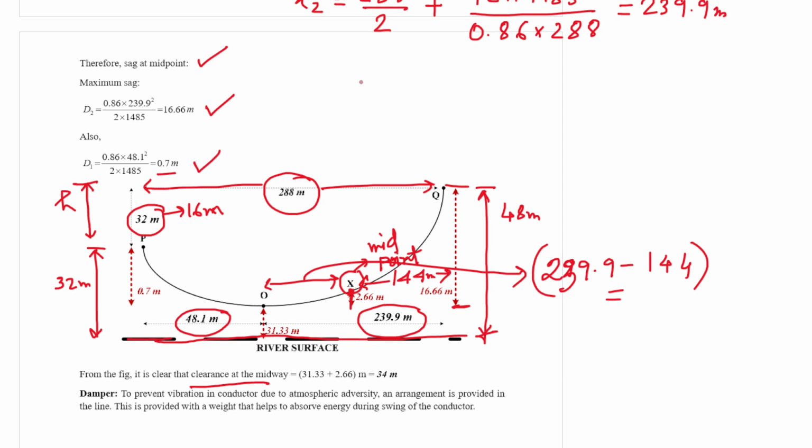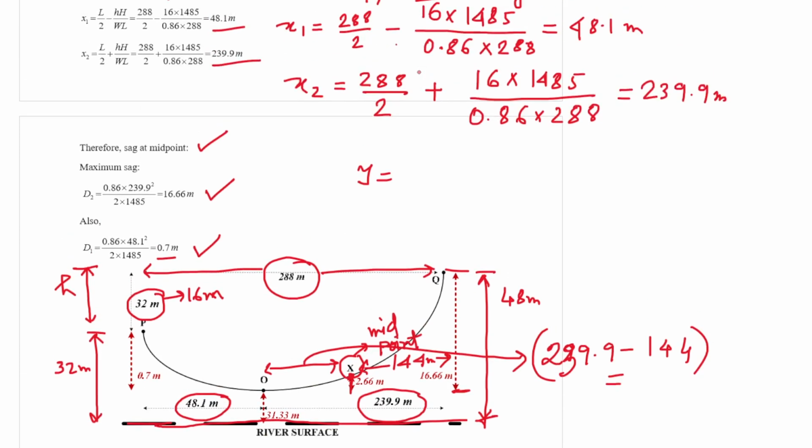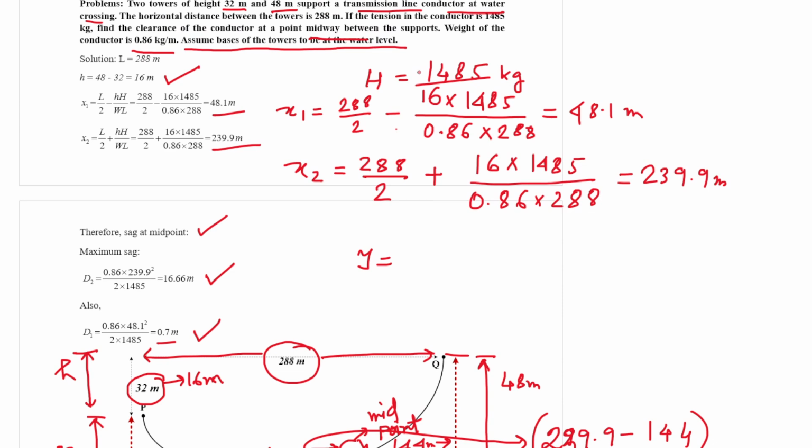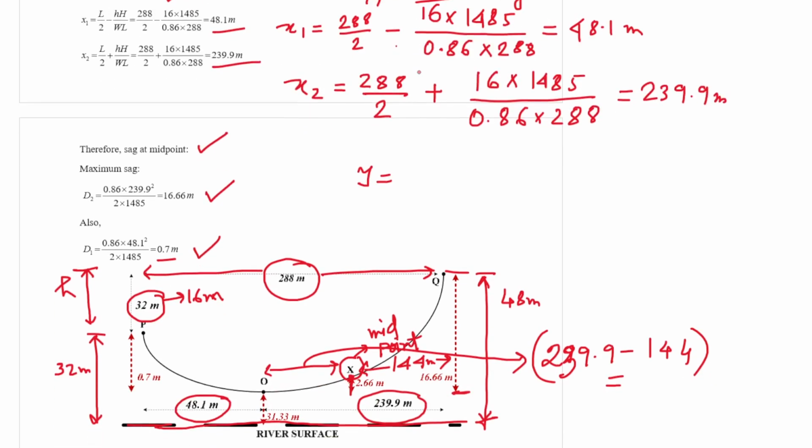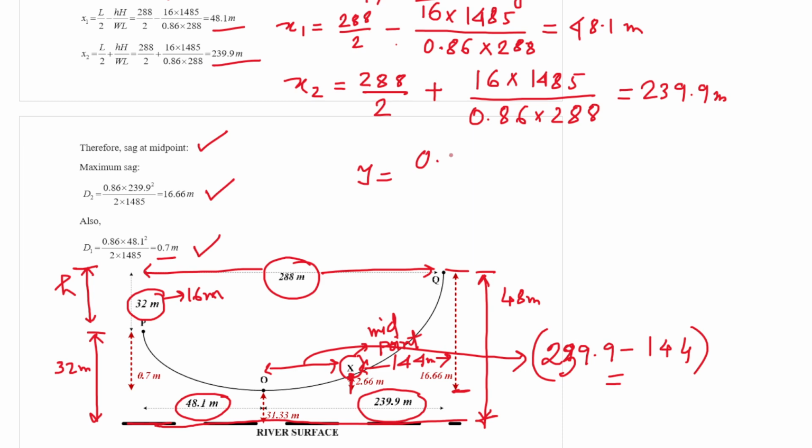Let us say the sag is y. So y is W L squared, that is, W is 0.86 kg per meter, into L, where the distance is 144, divided by 2 into H. H is this value, 1485. If you solve this, you should get 2.66 meters.